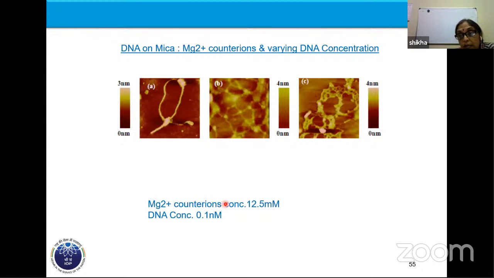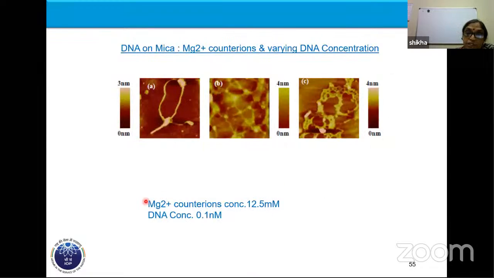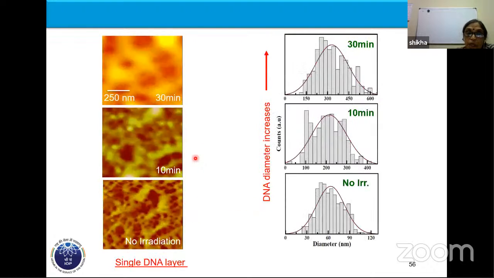Why we need counter ions is because, like we have discussed, there are vacancies on the TiO2, and these vacancies also become negatively charged. So once you have a negative charge on the surface, and your DNA phosphate backbone is negative, putting one on another, what you need is positive counter ions. So the concentration of these two decides what kind of morphology you have on the surface, and what we see is a single monolayer, these kinds of structures.